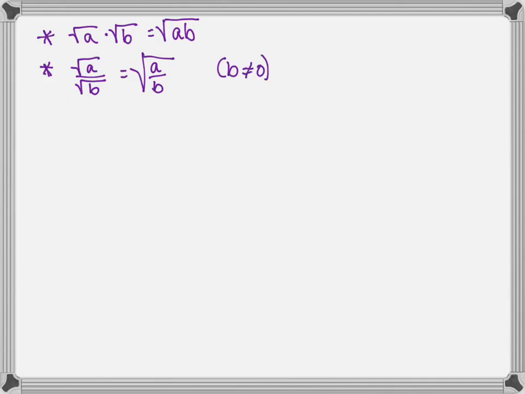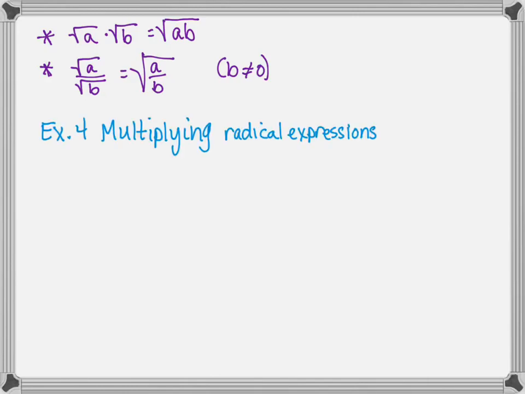Oh, by the way, when we're dividing, remember we cannot divide by 0 because it's undefined. So here we would need to make sure that b does not equal 0. Example 4, multiplying radical expressions.